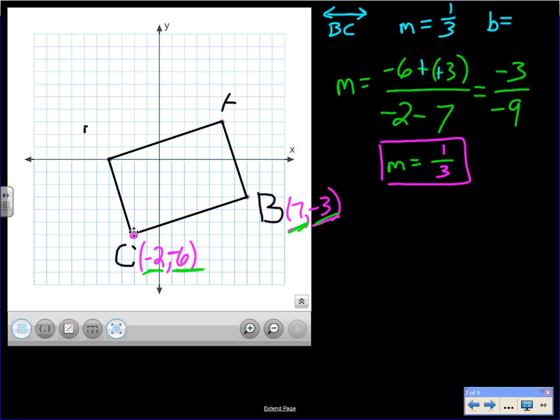Now we need to find the y-intercept. If we look on the graph, we know the y-intercept is right there. We can't be real exact from our visual, so let's get real exact and use this point here for finding the y-intercept. So -3 is going to be y. That's going to be equal to the slope times the x, and we have to find b.